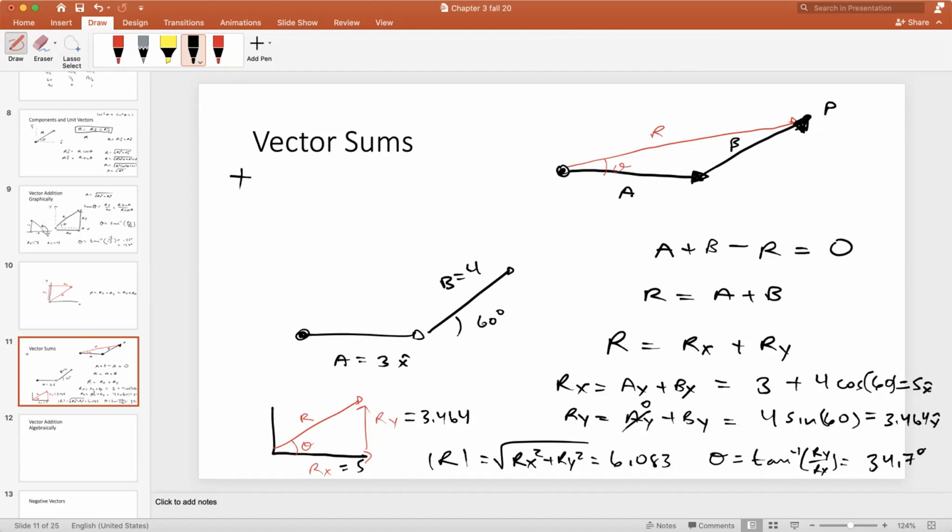Okay. Now, I could have also gone B and then A. And I would have gotten the same exact answer. Why? Well, Rx would still be the X component of B and the X component of A. And Ry would be the Y component of B and the Y component of A, which was 0. So it wouldn't matter what order I added them in. That's really important, okay?